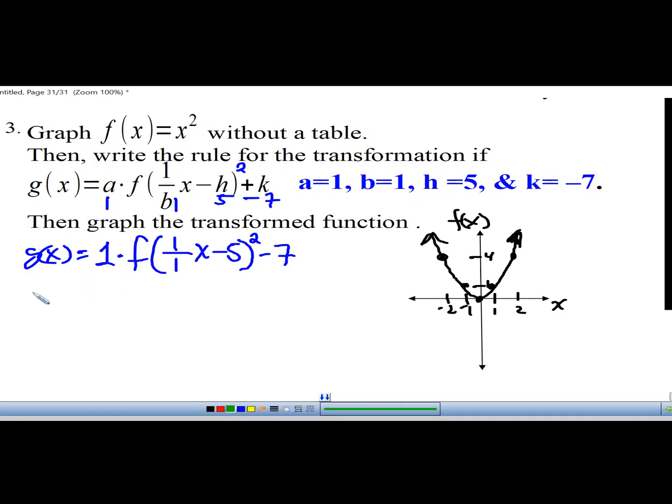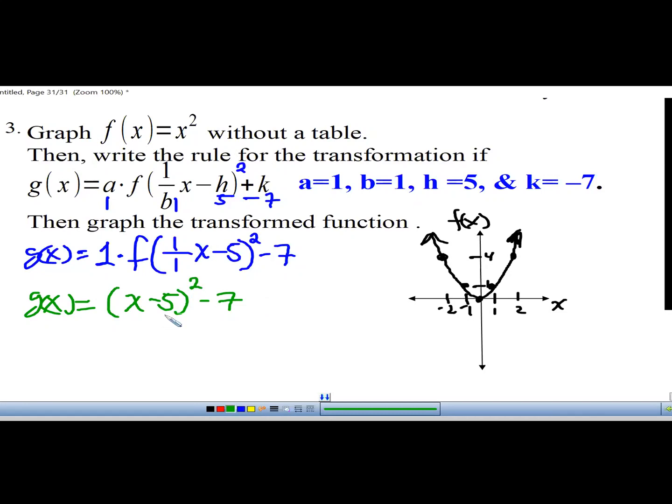So here we go. We write g of x equals 1 times... do we need to write that 1? No. Do we need to write the f? No. So we are at the parentheses. What is 1 over 1? 1. So do we need to write that? No. So I just write x minus 5 squared minus 7. That's our function that we need to graph.